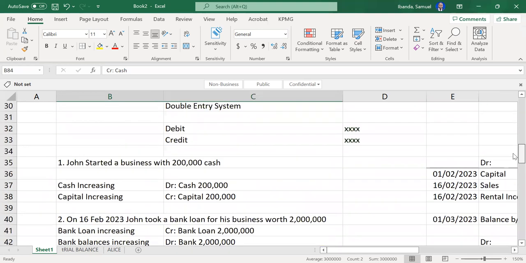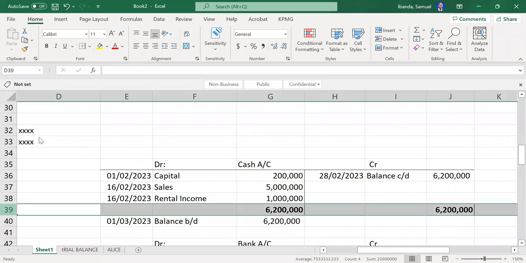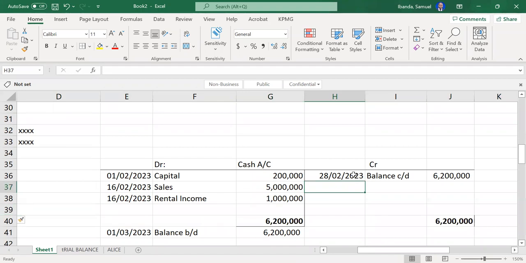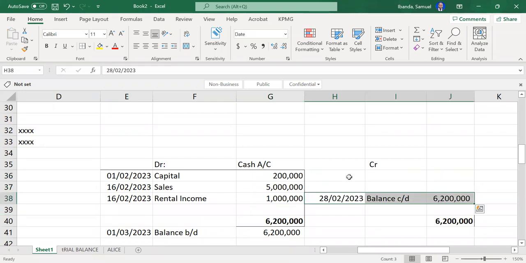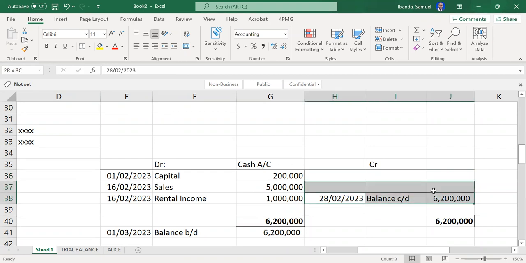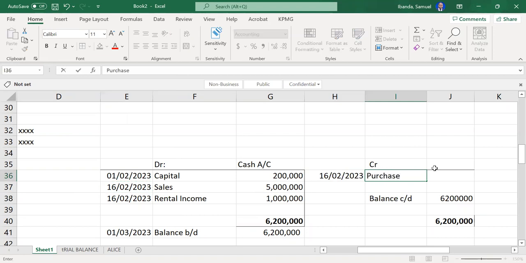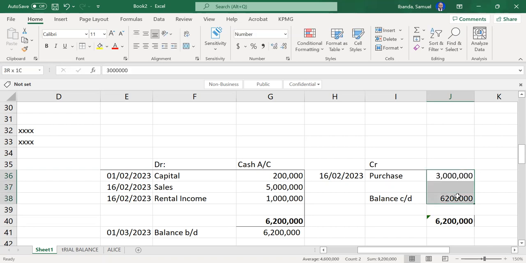So I'll just run to my cash account. I'll come to my cash account just in case I hadn't balanced off. What will happen is I'll come here before my balancing off. Just a moment. So I can come here and say same date, purchases, worth, I'll record the portion that was paid by cash, worth 3 million. So that is what I'm going to record.